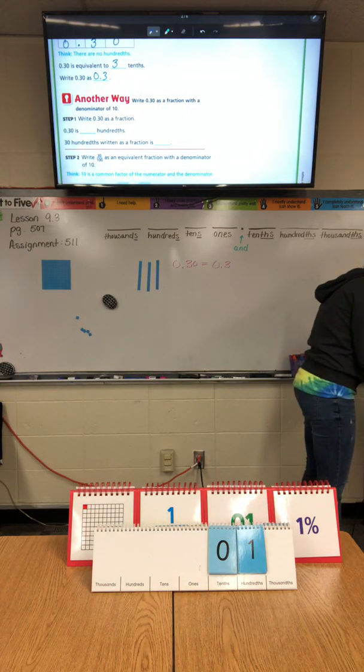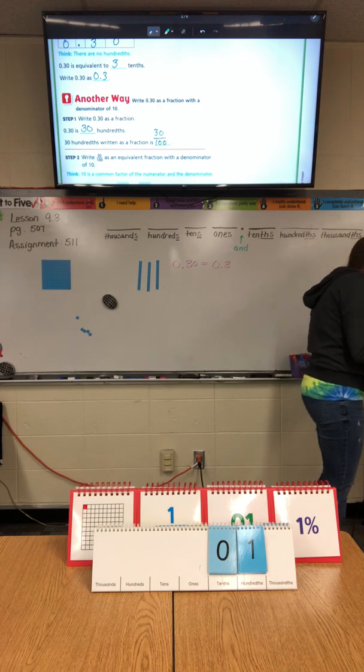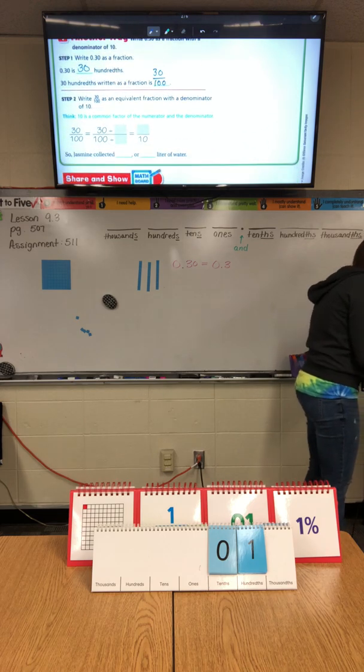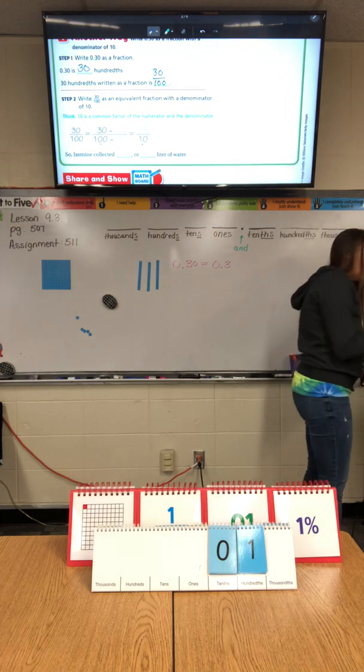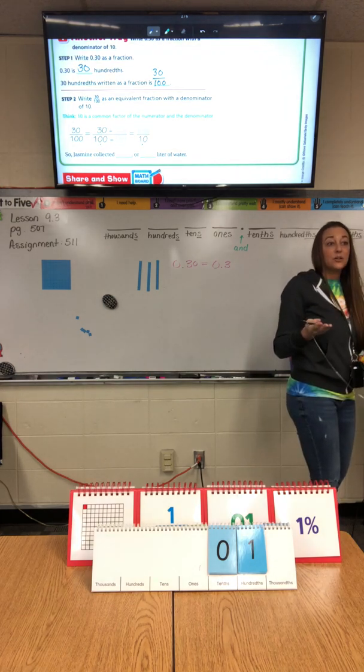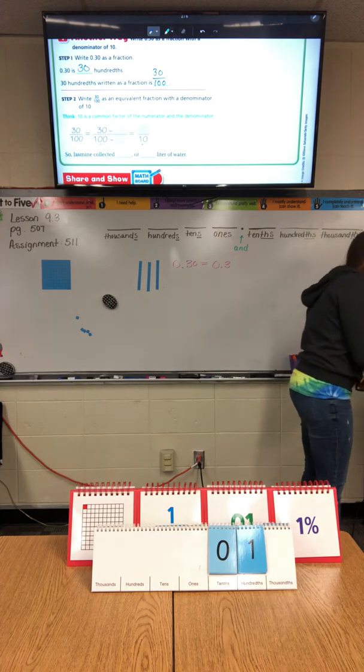Write 30 hundredths as a fraction with a denominator of 10. 30 hundredths written as a fraction is 30 over 100. To write 30 hundredths as an equivalent fraction with a denominator of 10, you're going to ask yourself, what do I divide 100 by to get 10? Well, we know 10 times 10 is 100, so 100 divided by 10 is 10.